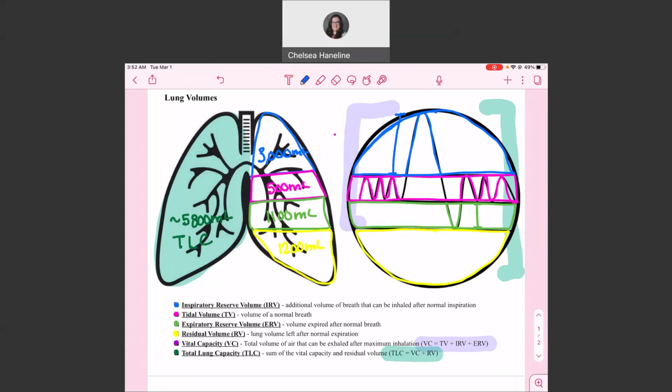Okay, so that's lung capacity. Just make sure that you have labeled this and understand this, because this will be important for tomorrow when we actually do the spirometry lab.